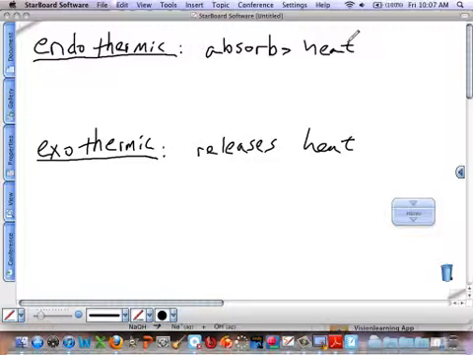So we're actually going to do an exothermic and an endothermic reaction. These are things that you can do at home. So I'm going to put this on pause here. We'll actually do this.